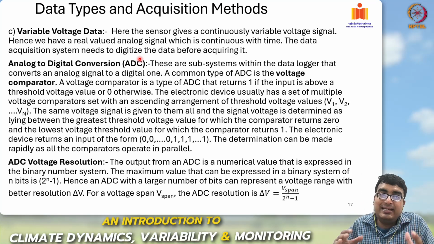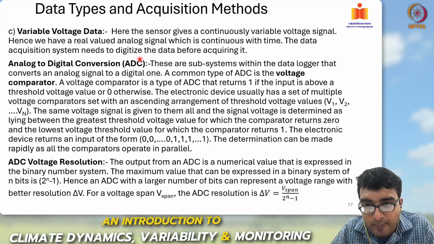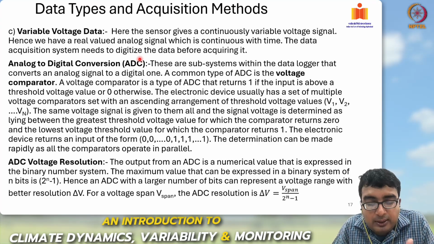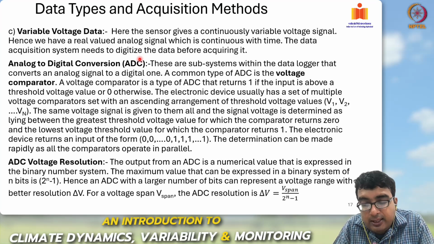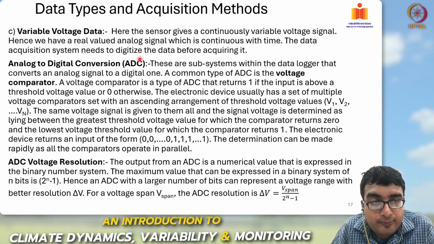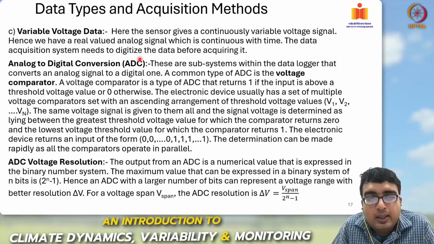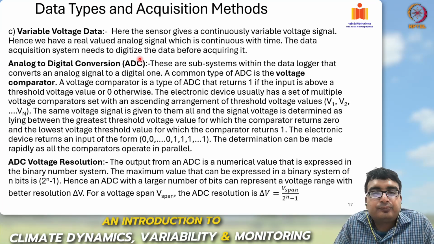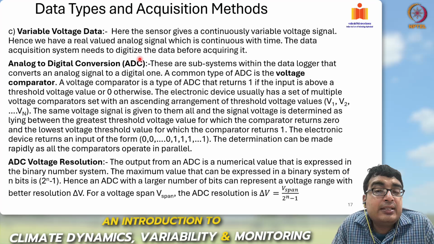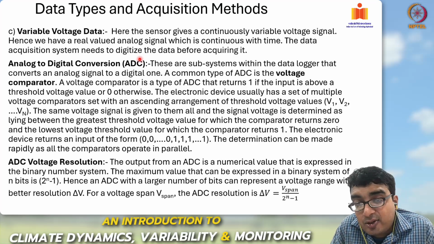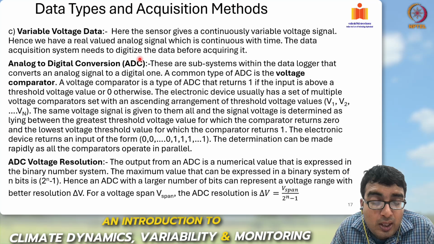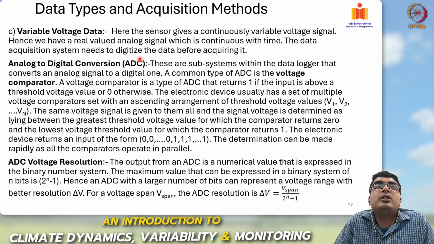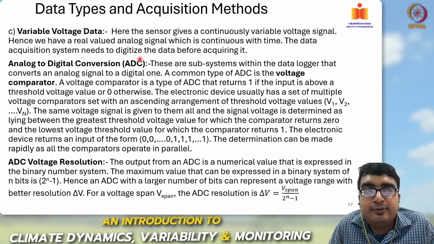So suppose your ADC has a set of multiple voltage comparators with individually programmed threshold values. One has a threshold value of 0.1, the second 0.2, third 0.3, fourth 0.4, going up to 1 volt as Vn. The same voltage signal is given to them all. And the signal voltage is determined as lying between the greatest threshold value for which the comparator returns 0 and the lowest threshold value for which the comparator returns 1. Suppose the actual voltage is 0.57.